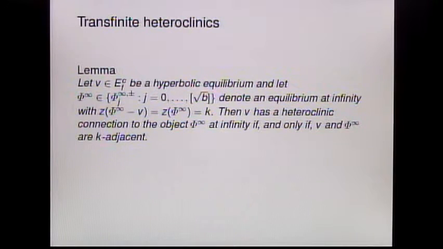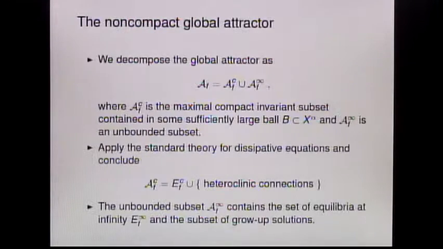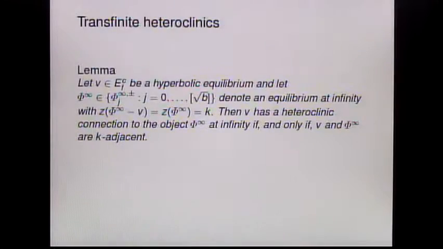If this is the case, if we have these two equilibrium points, then V has a heteroclinic connection to this object at infinity if and only if these two equilibria are k adjacent. So if we want to prove our theorem with this observation, with some technical details to prove this part here, we just need to prove this lemma. In order to prove this, one direction is easier to prove than the other one.